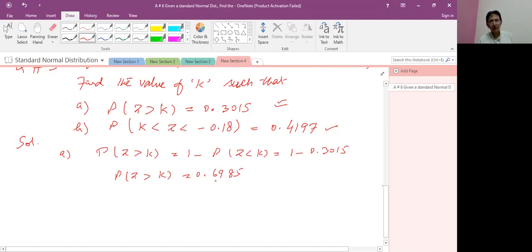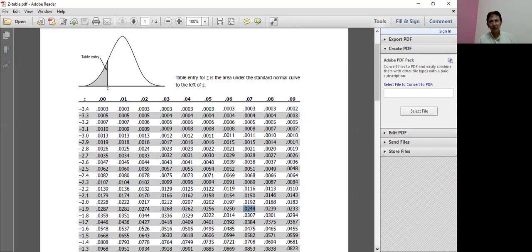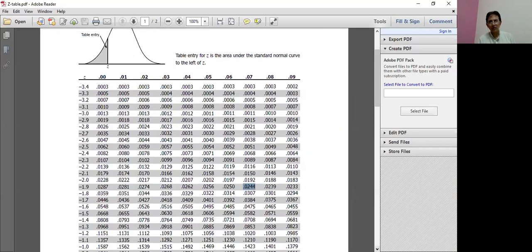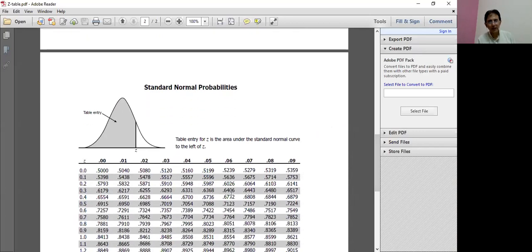So student, we check this value in the Z table and find the value of k. It means this is called area. So we will move to the Z table and find the result. 0.6989. These are the smallest values, student. So when we move to the next page, check this value, student. 0.6985. This value.